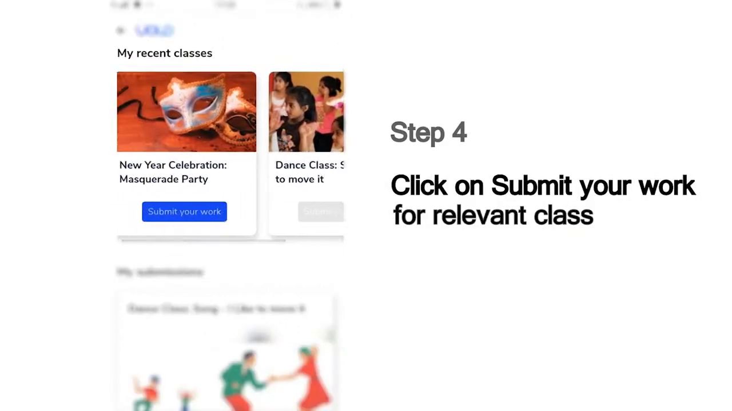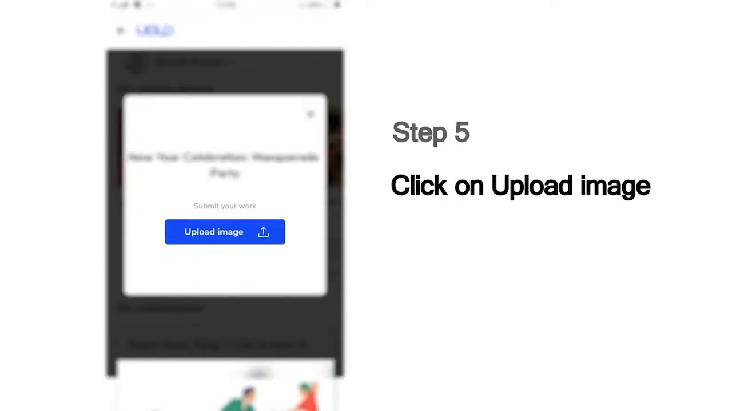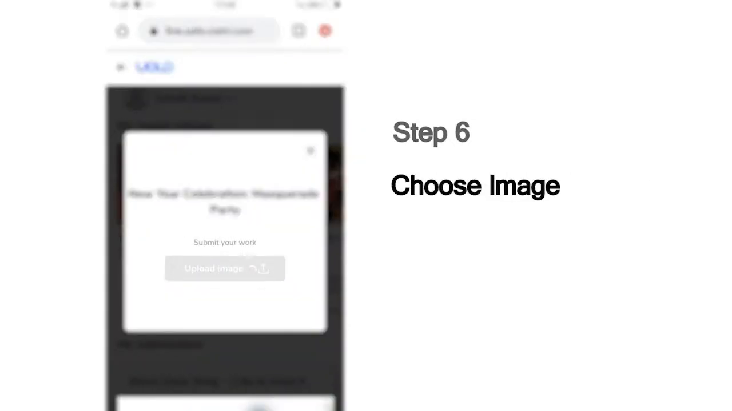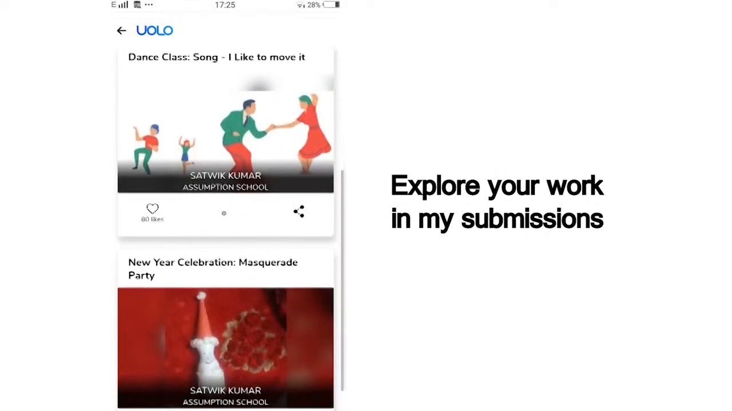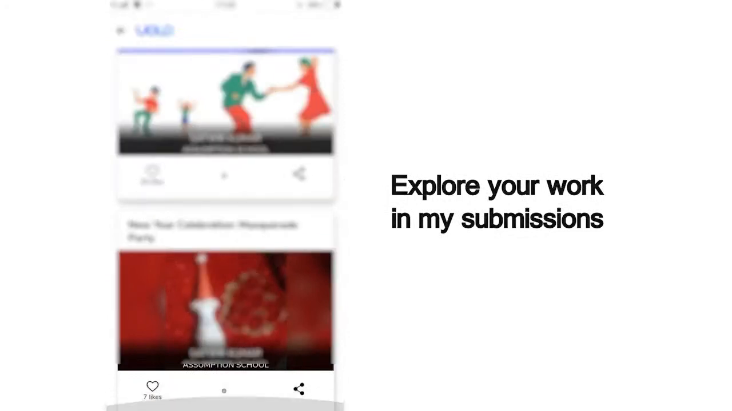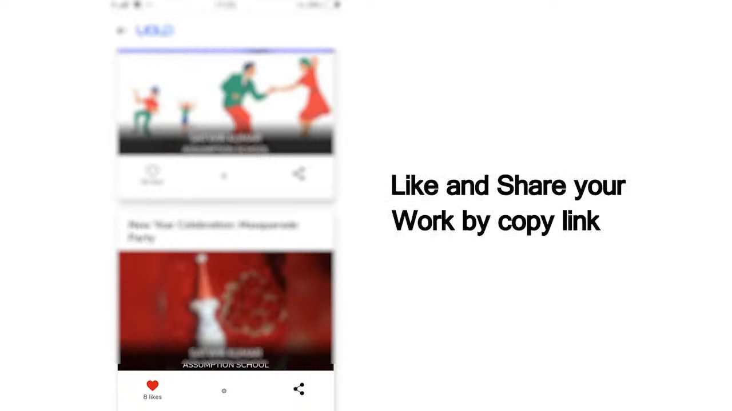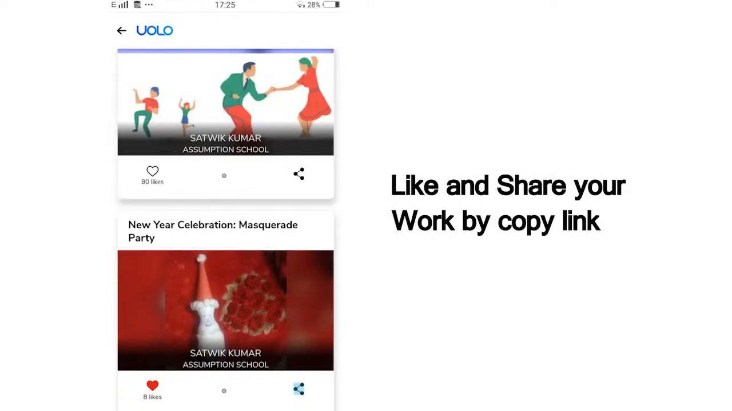For example, if you've attended the New Year's Masquerade Party session, and you'd like to make the submission for this class, click on the Submit Your Work button below that. And then upload the photo you've taken. Choose the image from your phone and click Submit. You can scroll down and view all your past submissions and see how many of your friends or peers have liked your work. You can also see others' work and like their work to inspire your friends.